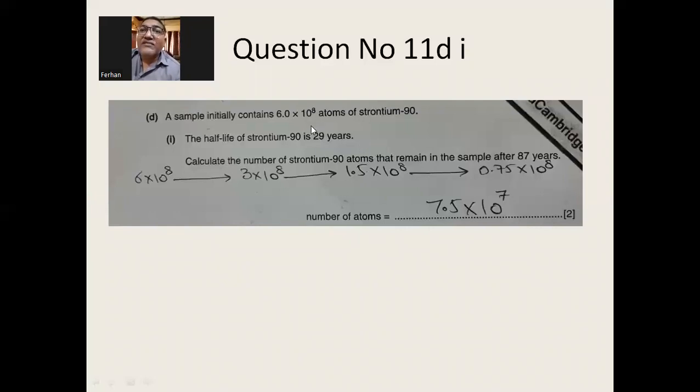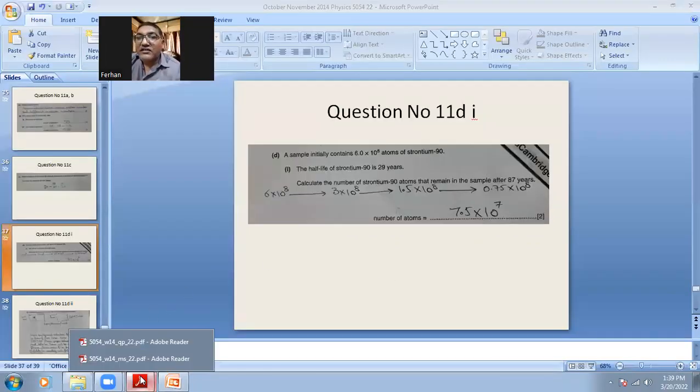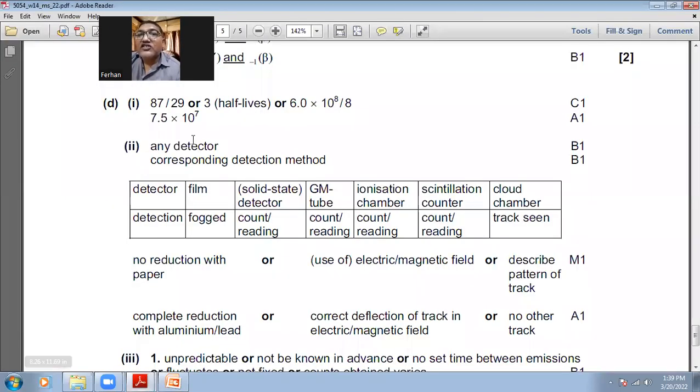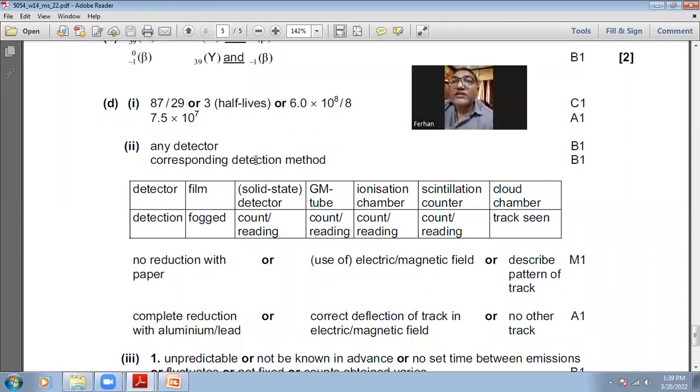So 1, 2, 3, three half-lives have passed. One half-life is 29 years. In 87 years, there will be 3 half-lives. So how much will be left? 7.5 × 10^7 atoms of strontium will be left. Hopefully you understand. So 7.5 × 10^7, this many atoms will be left.